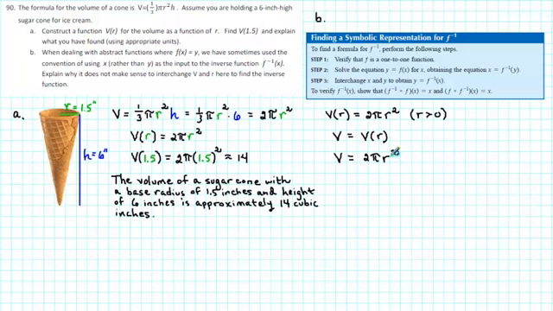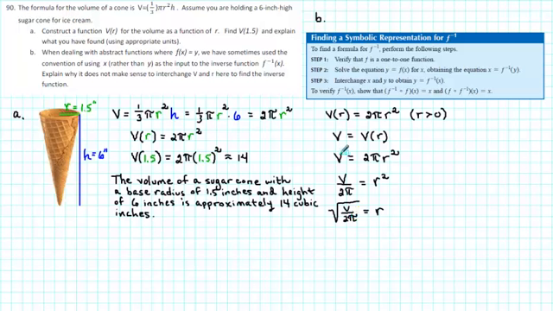We need to solve this equation for r, remembering that r is a positive number. So first of all, we would divide both sides by 2π. That gives us V over 2π is equal to r². In order to undo squaring, we would take the square root of both sides. Now V over 2π is a positive value, so it's going to have two square roots, one positive and one negative. But we know that r is positive, so we're going to only keep the positive square root. We get r is equal to the positive square root of V over 2π.